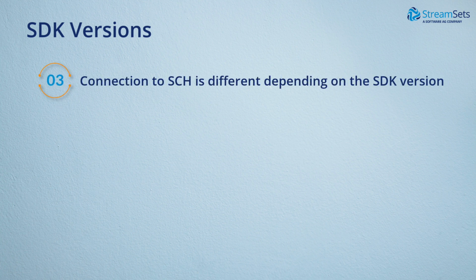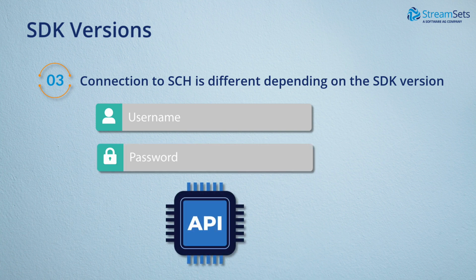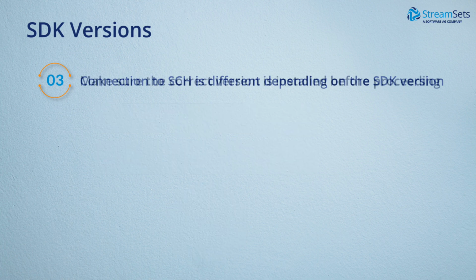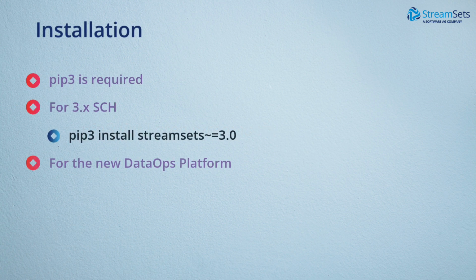The connection to the Control Hub is different, depending on the SDK version. As mentioned, for 3.x, we use username and password. For the latest version, we use API credentials from Control Hub, as shown later. So, before we move on with the use of the SDK, we need to ensure we have the correct version of it installed. Once we install the SDK later, we will try out the highlighted command to check what version was installed. Next, we'll look at installing the latest version of the SDK and the commands involved for that.